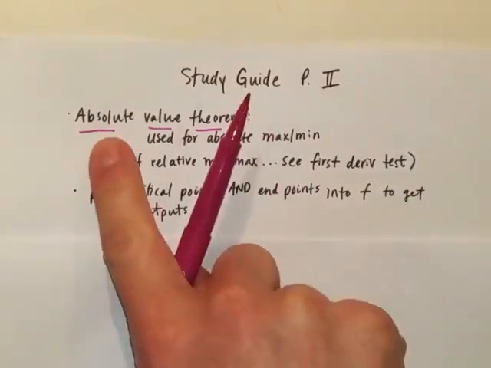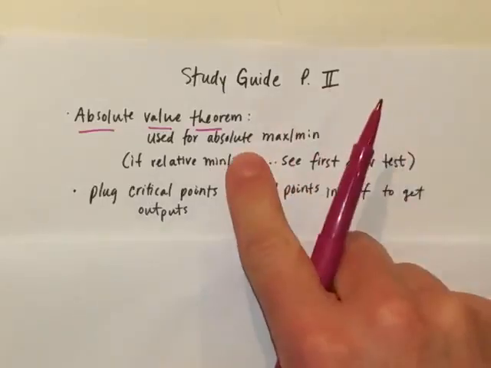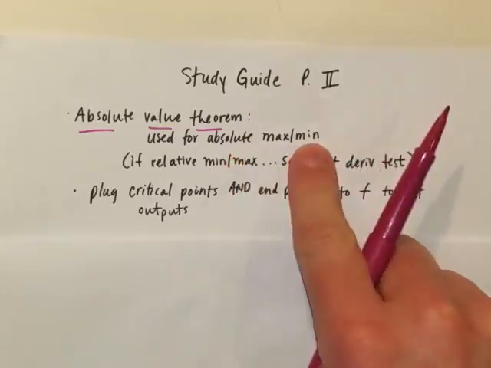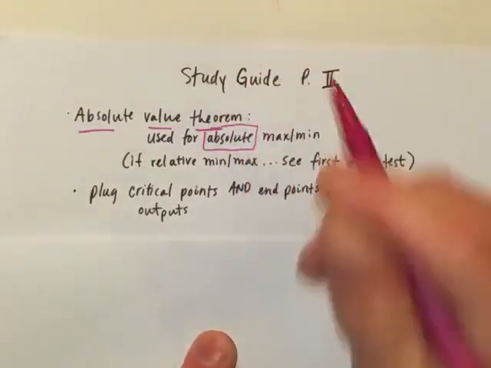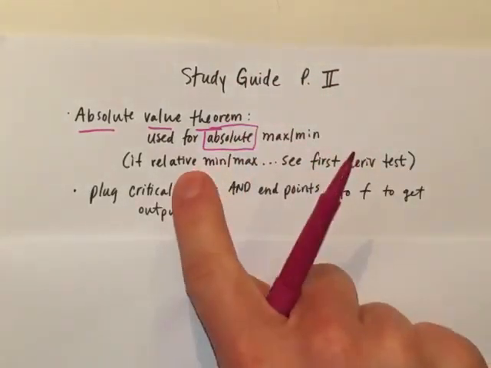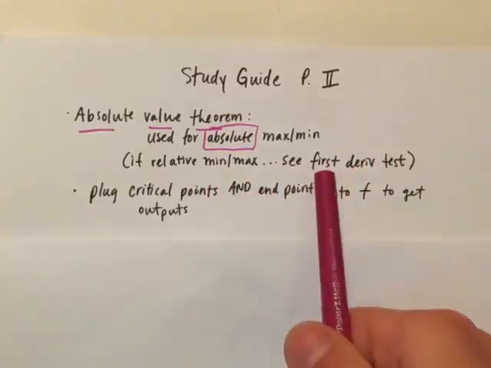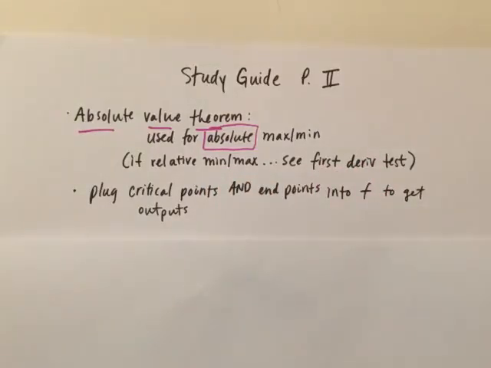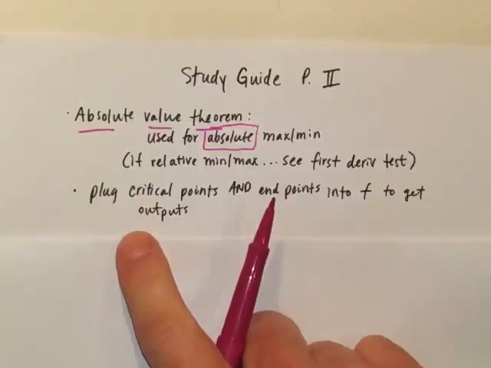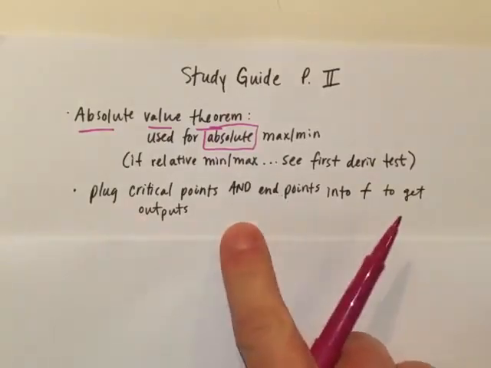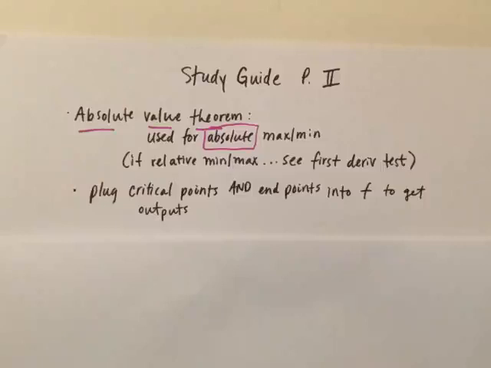So we're going to be finding absolute values of things today. This is going to be used to find the absolute maximum and minimum of different functions, and that is really important. I'm going to box in that word absolute, because if we're asked for the relative minimum or maximum, we're going to have to go back and see the first derivative test, which is a different test. For the absolute min and max, we can plug our critical points and endpoints into f, our original function, to get our outputs and compare the highest and lowest values.